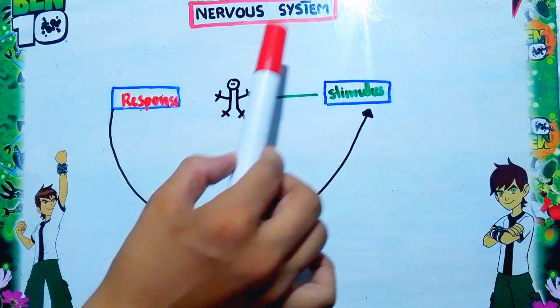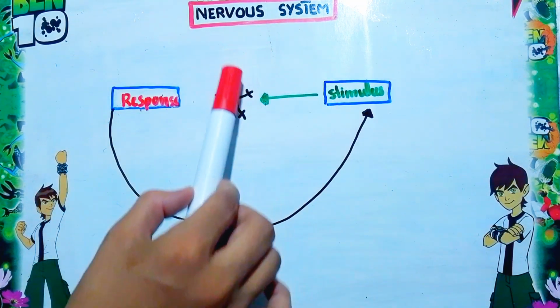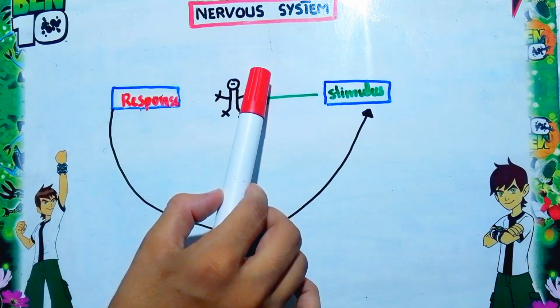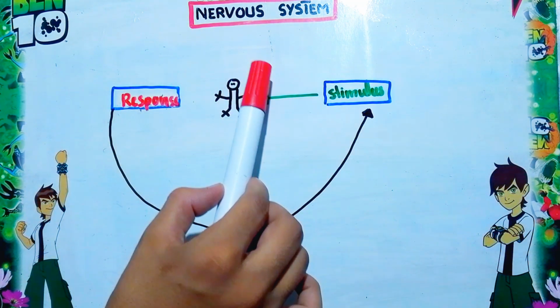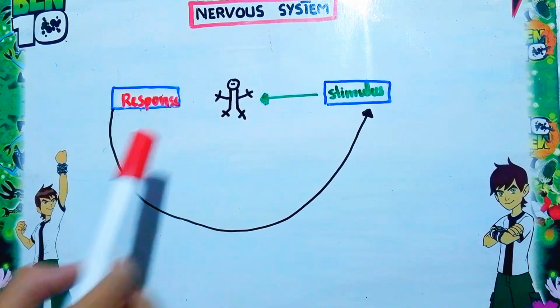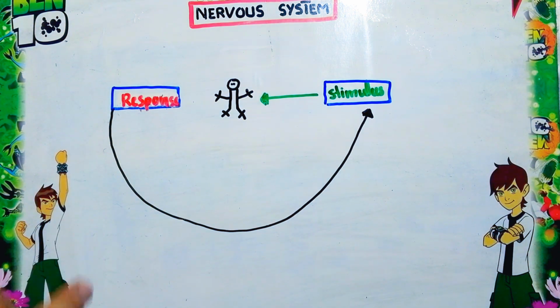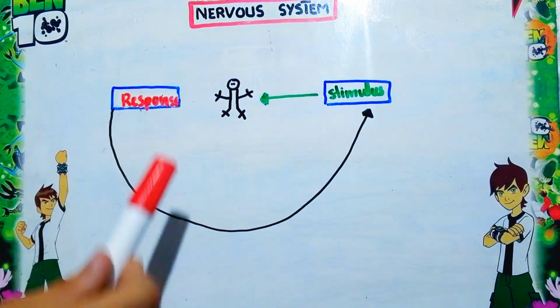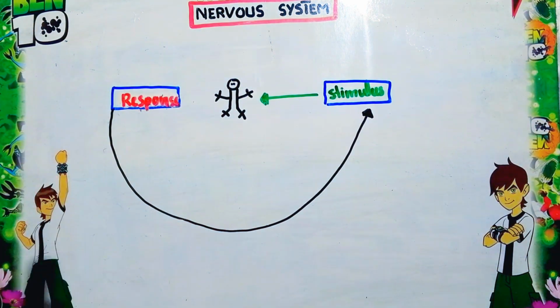Now these changes are stimuli, which will be detected by the ears. The ears will give this message to the brain. The brain is called the main controlling center of the body. The brain gives orders to our effectors. Normally two types of effectors are present in our body: muscles and glands.